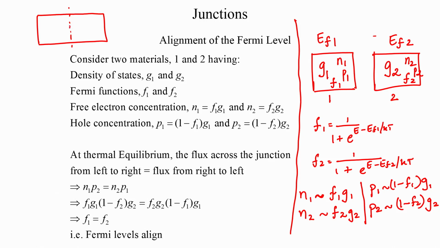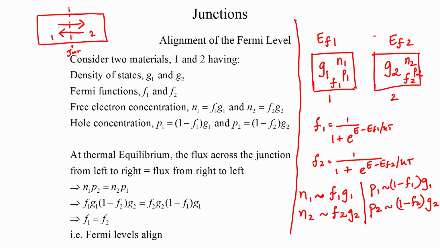So, in the dark, any flux across the junction, so let us call that the junction between these two materials, that is 1, that is 2. Any flux from left to right across this junction should be matched by a flux of carriers from right to left across this junction. These two should be the same, otherwise you will have an effective current.